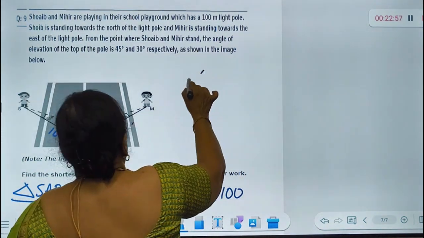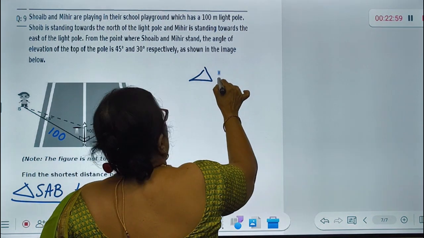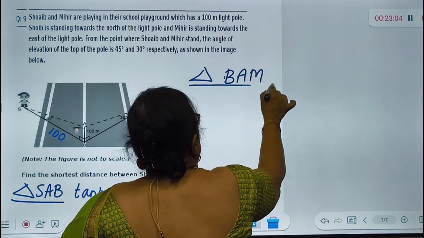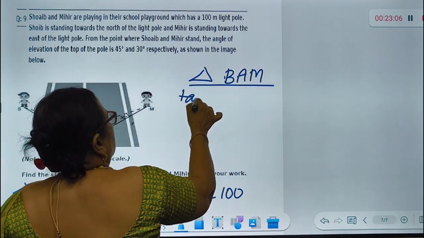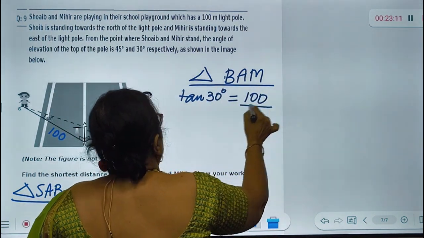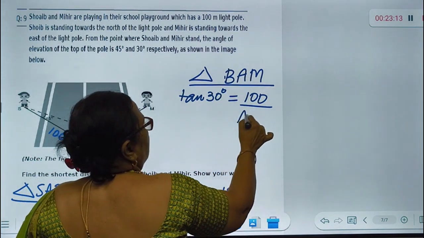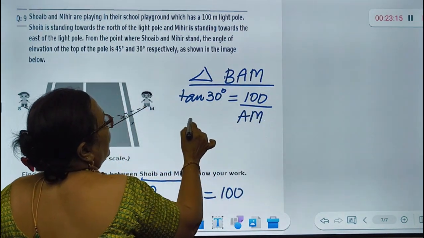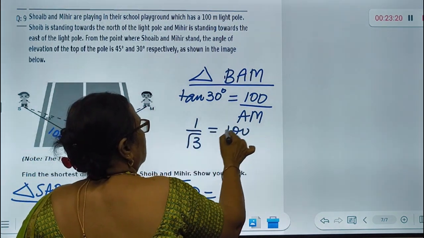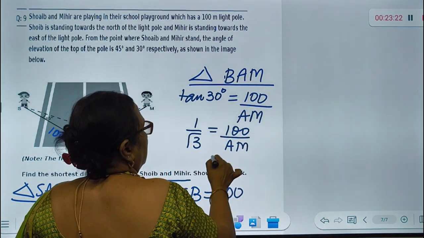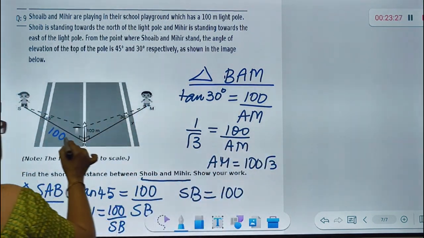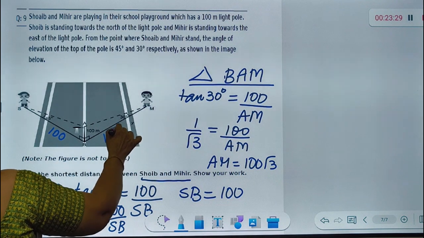Now, look at triangle BAM. Now, tan 30 equal to 100 by AM. So, tan 30 you know is 1 by root 3. Therefore, AM is equal to 100 root 3. So, this is 100 root 3.